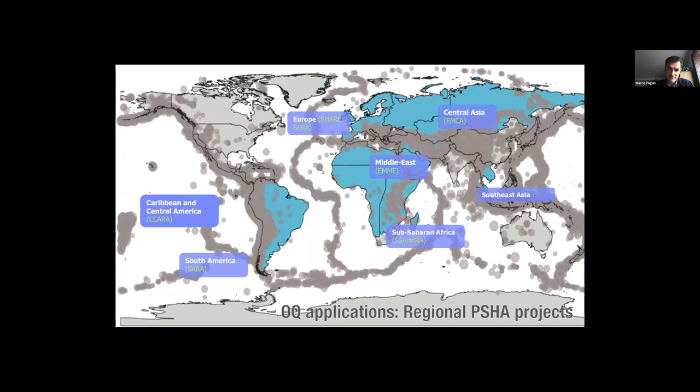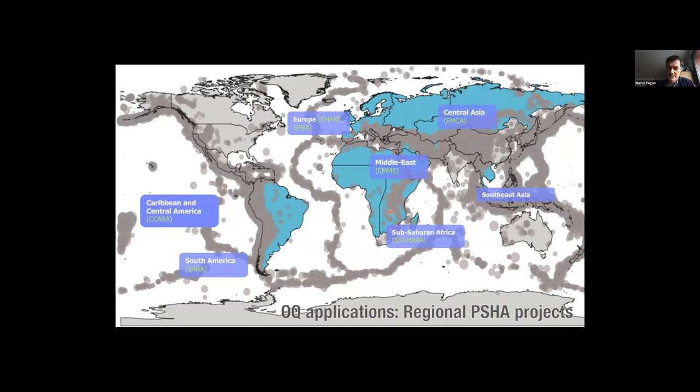The first target was a calculation for Europe within the SHARE project, and Laurentiu, I think, will mention that later on. Other projects at the regional level where the OpenQuake engine was used are the EMME model in the Middle East and the CCA project in Central Asia.